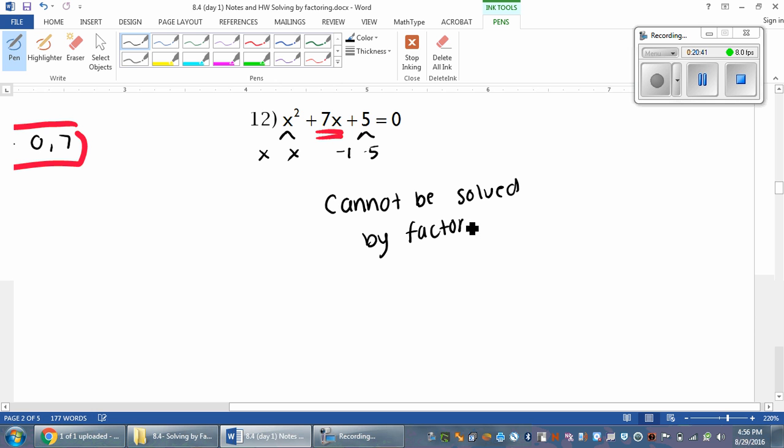We are going to learn next week how to solve this equation. It's called the quadratic formula. It's a formula that will allow us to solve for x here. Okay? So if you can't factor it, don't worry. It just cannot be solved by factoring.